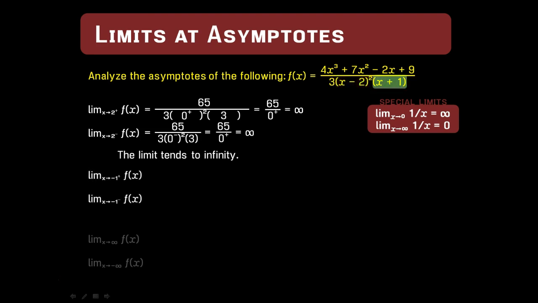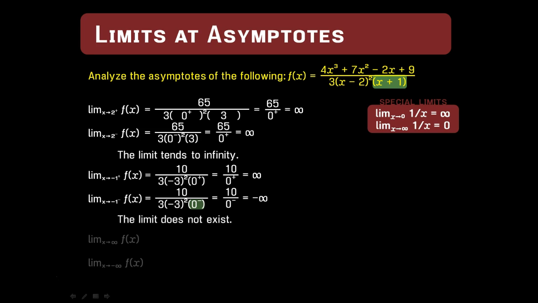Performing the same analysis on the one-sided limits at x equals -1 yields two different answers, which is much more common with a vertical asymptote. This small negative number does not get squared, so the left side limit is a large negative number. Here, the limit definitely doesn't exist.